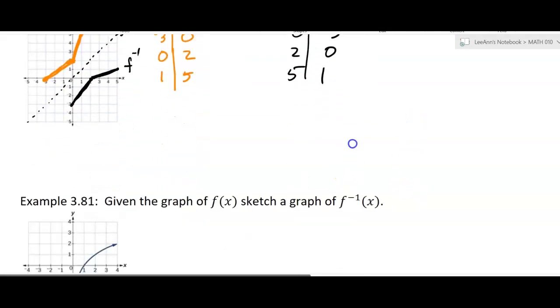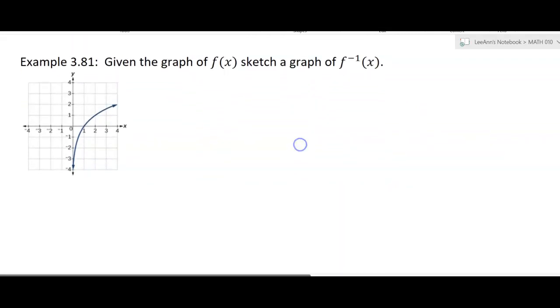Okay, so with that in mind, it says given the graph of f of x. Okay, so this is f of x right here. And they want us to graph the inverse. The easiest way to do it is find points that you know. I think this is the easiest way. So x, f of x.